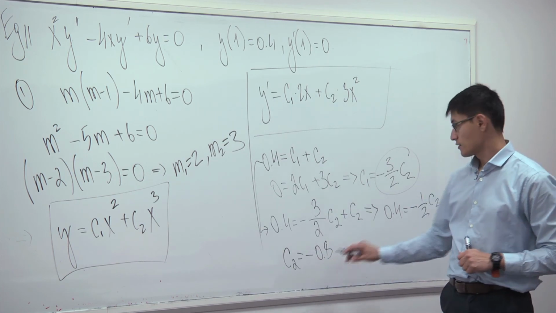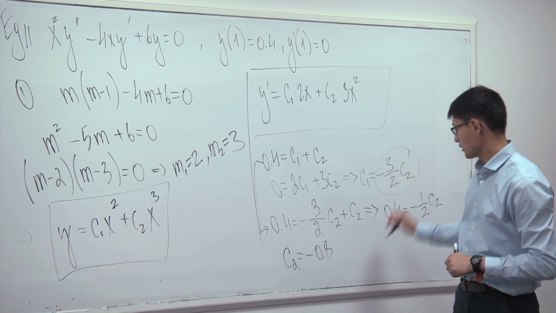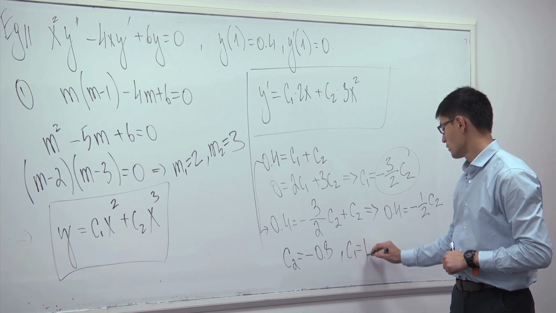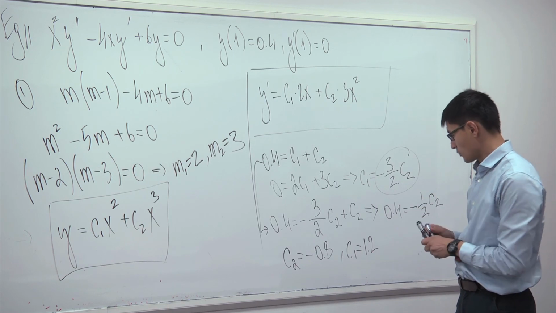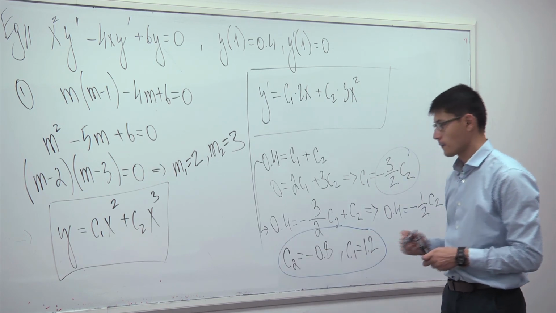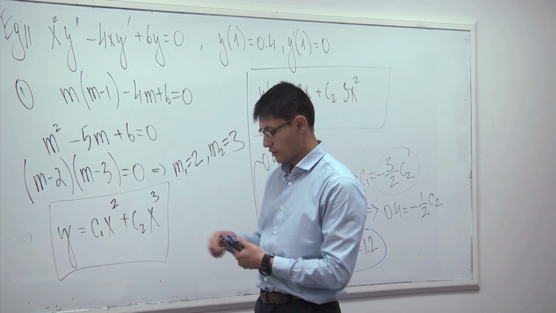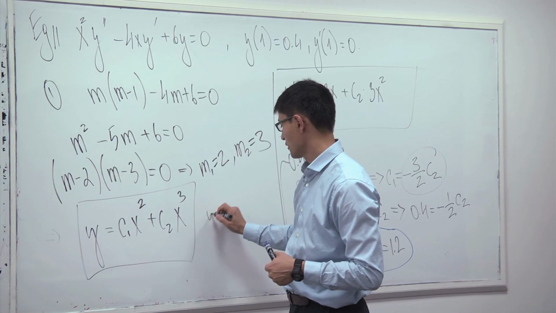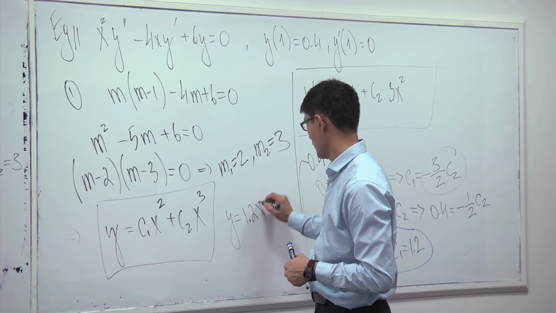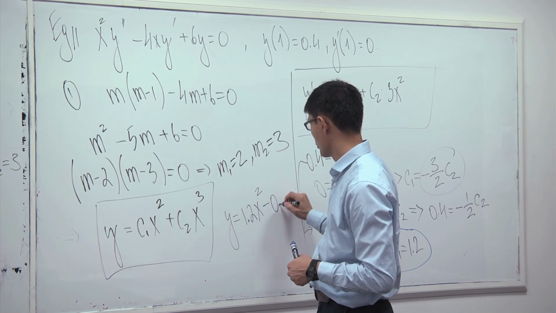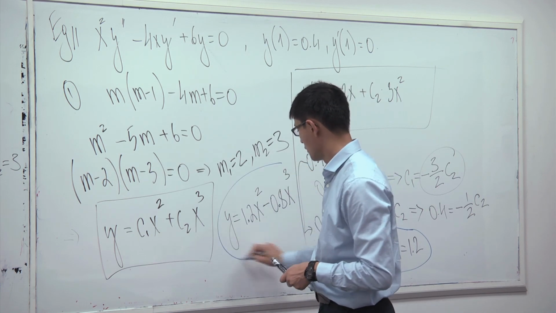And if c2 equals minus 0.8, I plug it in here, and I get c1 is equal to 1.2. Okay? So we found c1 and c2, and we'll replace c1 and c2 in our general solution. So we get y equals 1.2 x squared minus 0.8 x cubed. So that's our final answer.